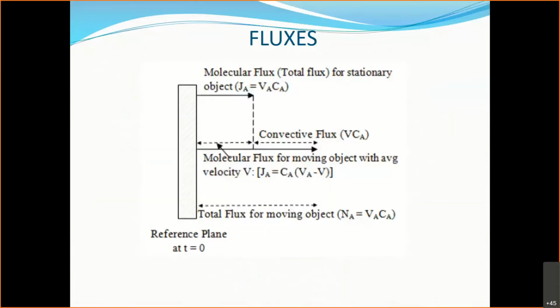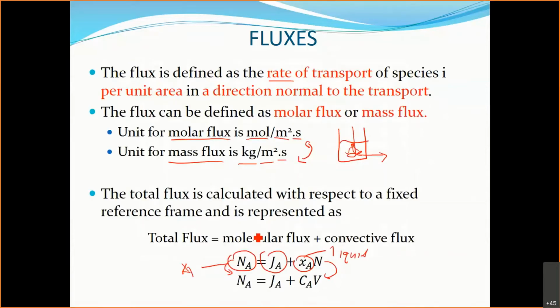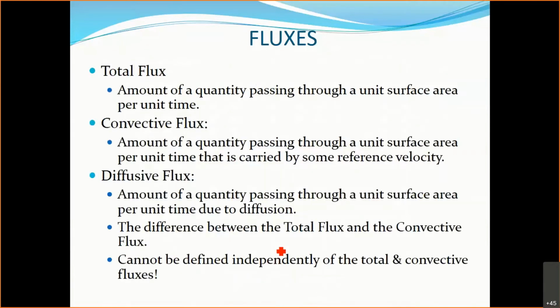Okay, so this is how we represent molecular flux and convective flux. You combine these and then you get this equation. Some definitions: total flux is the amount of a quantity passing through a unit area per unit time. Convective flux is the amount of a quantity passing through a unit surface area per time that is carried by some reference velocity.